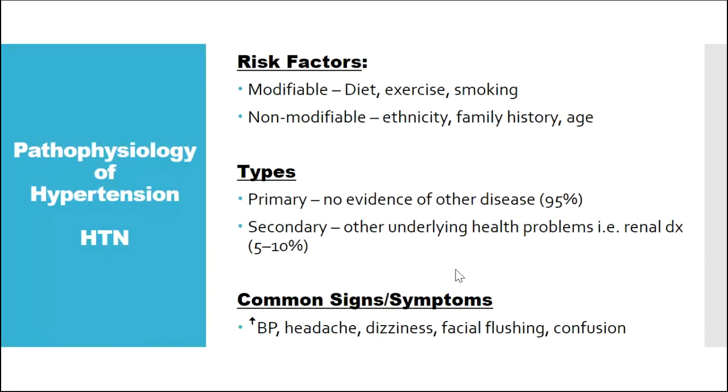This is the number one majority of cases. Secondary hypertension develops as a result of an underlying problem like kidney disease or some sort of a vascular problem, such as, not an aneurysm, but coarctation of the aorta, etc.